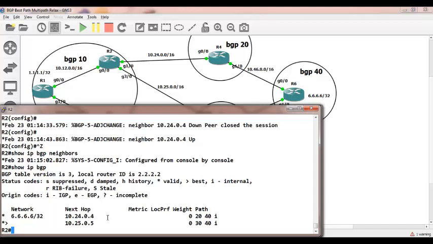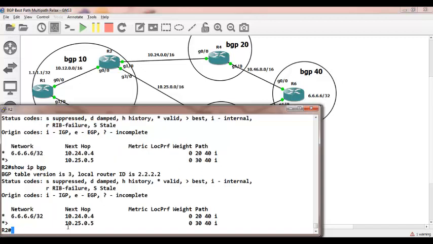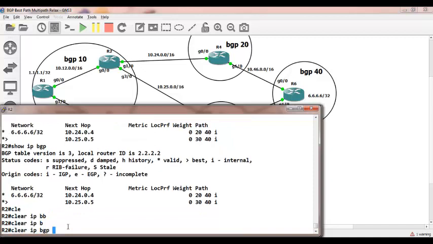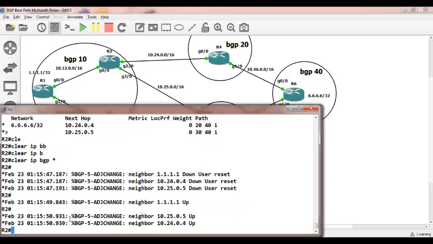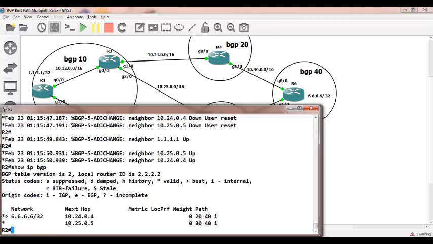Now router 2 says I'm also having a route via router 4, but the preferred is router 5. Yeah, the oldest is also router 5. I have to clear BGP here then. Clear IP BGP star. I'm doing a hard reset. Now there are chances for router 2 to go via router 4 using the router ID. Yeah, it goes via router 4.